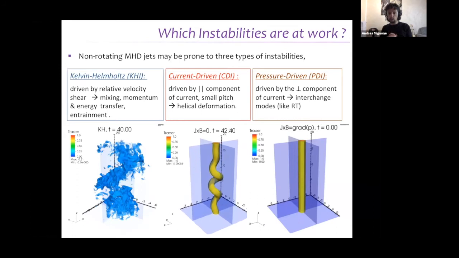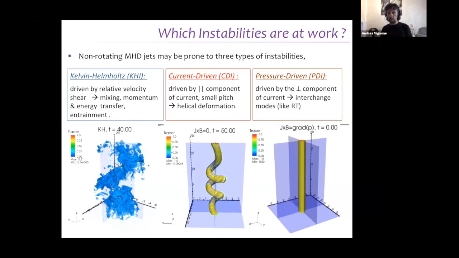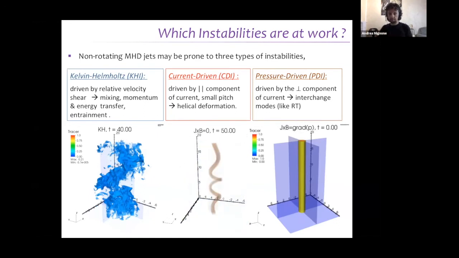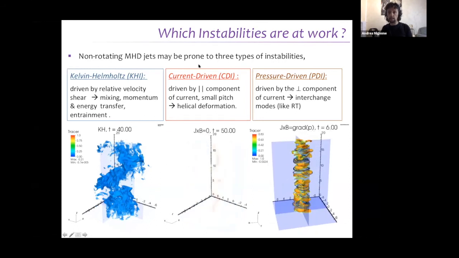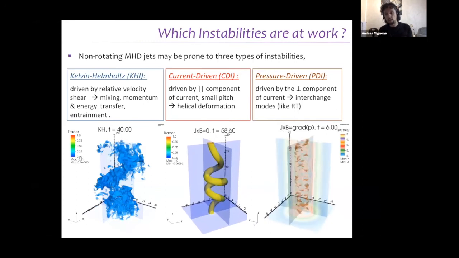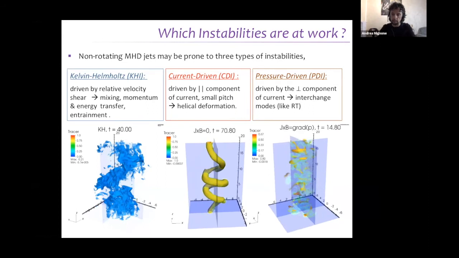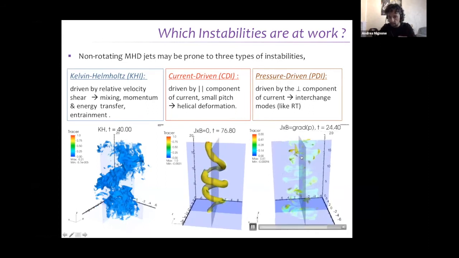In this case, you can have a small pitch and helical deformation of the jet, and you can see this is a typical M1 mode seen here. Then you have pressure-driven instabilities, which, on the contrary, are driven by the perpendicular component of the current. They are much more similar to interchange instabilities, such as the Rayleigh-Taylor instability, forming therefore small-scale structure.